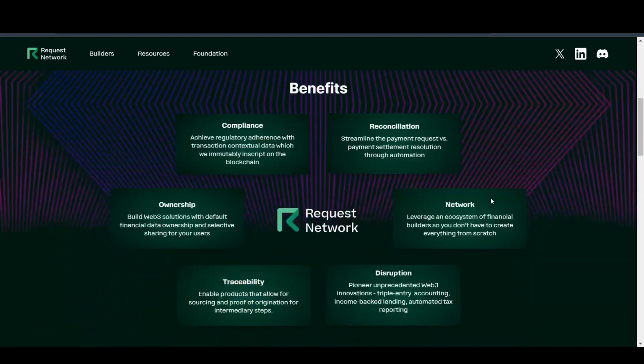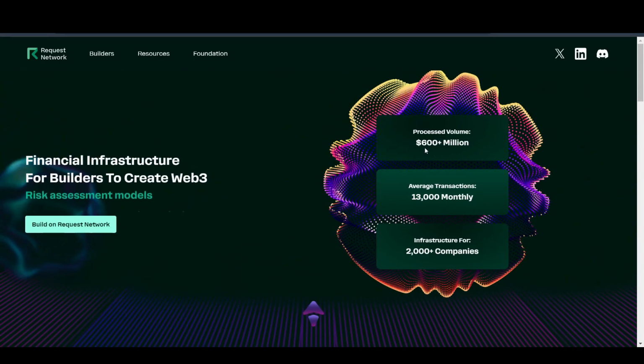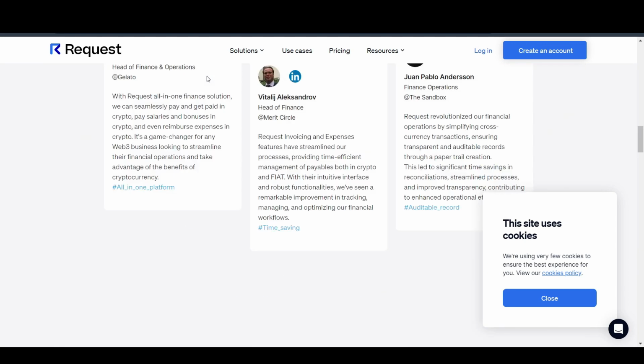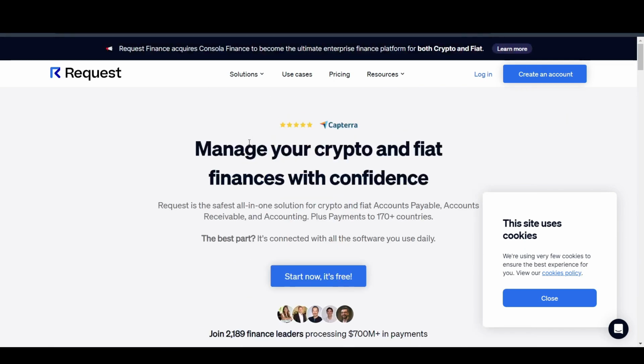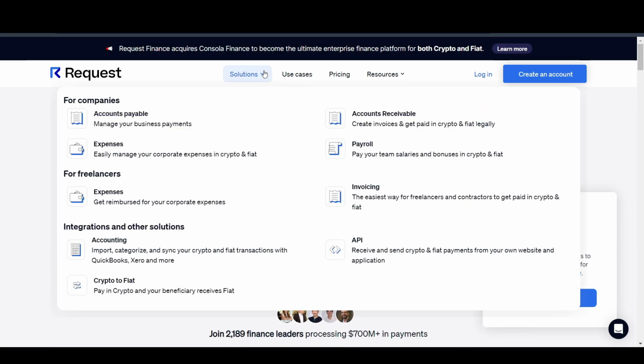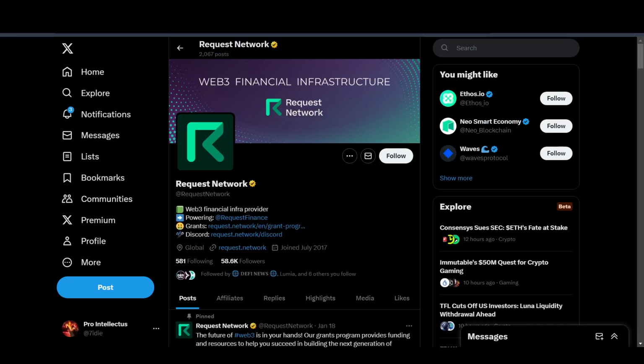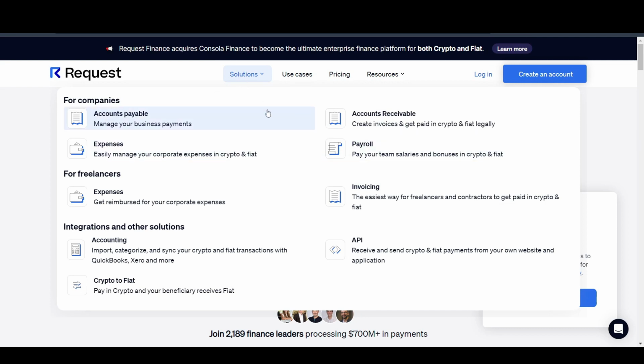As for the transaction process, they have over 600 million. We also have infrastructure for 2000 plus companies, which is pretty good. And beside that, the ecosystem includes Request Finance. So this is the application, the solution or website of Request Finance, and that is pretty good as well. They have a lot of services for companies or freelancers, integrations, and other solutions.